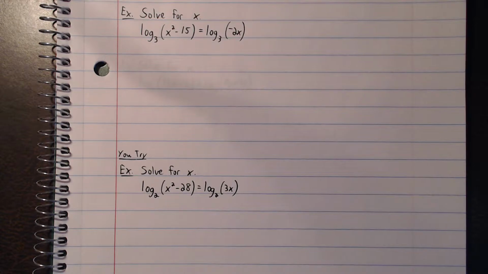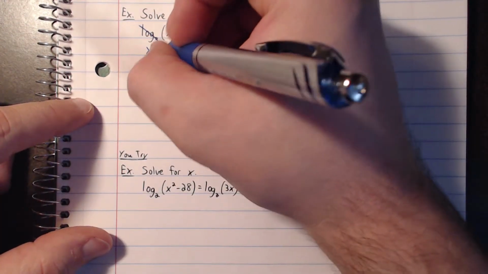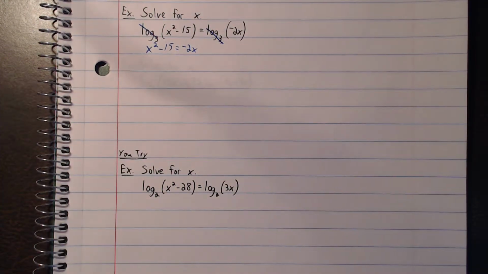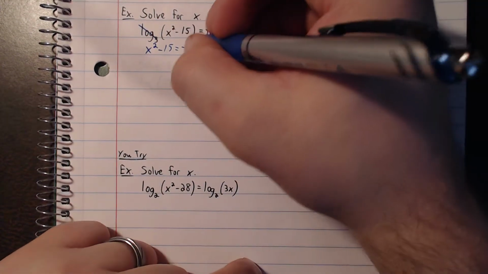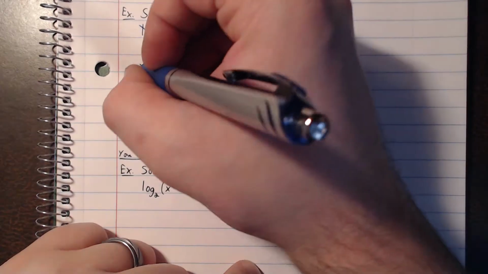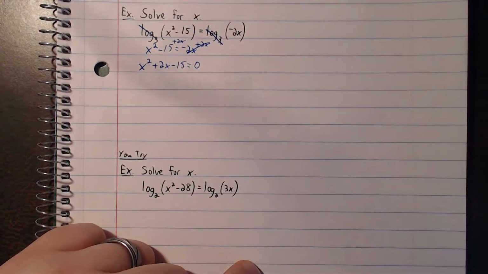Another example: log base 3 of x squared minus 15 equals log base 3 of negative 2x. We have the same base, so we're basically going to eliminate those and work with the insides. Now on this particular problem, I need to get all the x's on one side, and I'll be working with a quadratic, which means factoring. So let's add 2x to both sides. x squared plus 2x minus 15 equals 0.